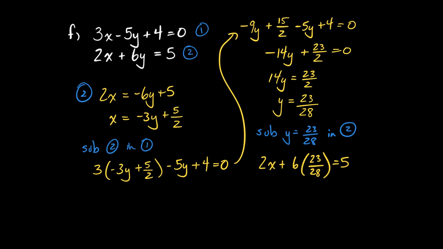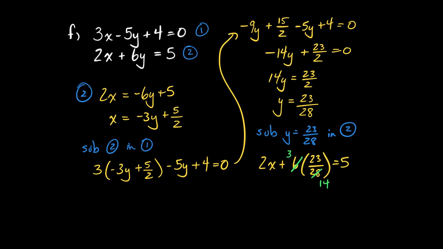Now, we may be tempted to multiply that 6 times 23/28 by multiplying the 6 times the 23. But you may notice that my 6 and my 28 both have a common factor of 2. And so if I do a little cross-reducing, 6 divided by 2 is 3, 28 divided by 2 is 14. I can actually deal with some smaller values since I subbed it into 2.